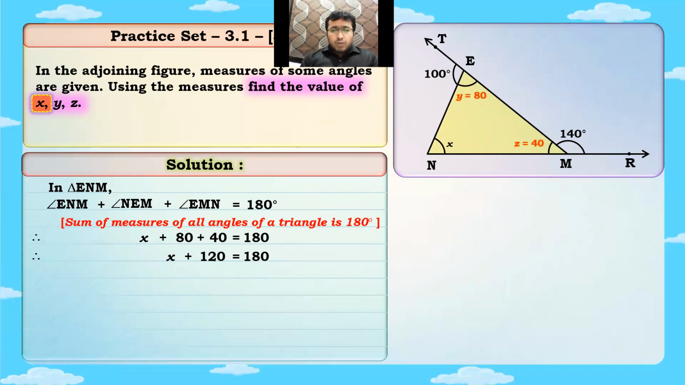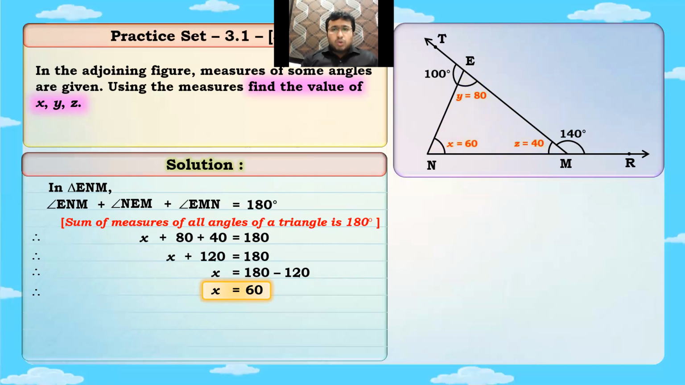We are supposed to find x, so keep x on one side, rest everything on the other side. So students, plus 120 we shift here, it becomes minus. X is equal to 180 minus 120. 180 minus 120 will give you 60. So students, we have got measure of angle x as also 60.